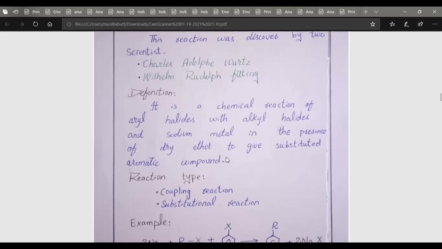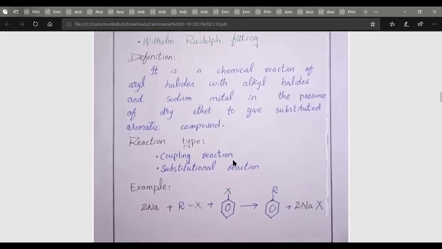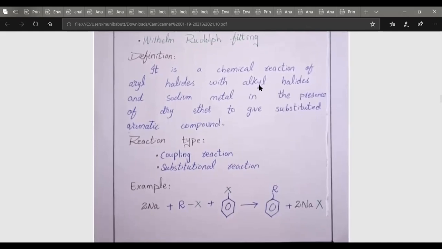In its definition, we take an aryl halide and an alkyl halide. In the example, this one is an aryl halide and this one is an alkyl halide, in the presence of sodium metal. When these combine, this product is formed. The aryl and alkyl groups attack and replace the halogen atoms, so these products are formed.